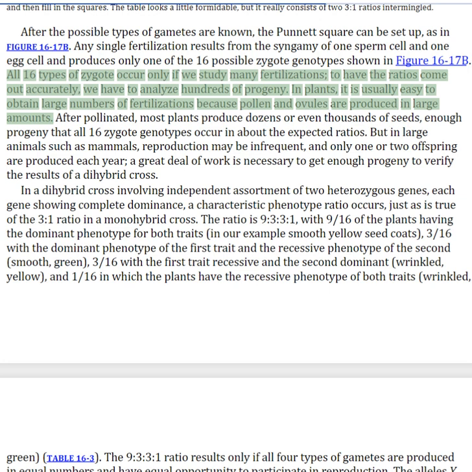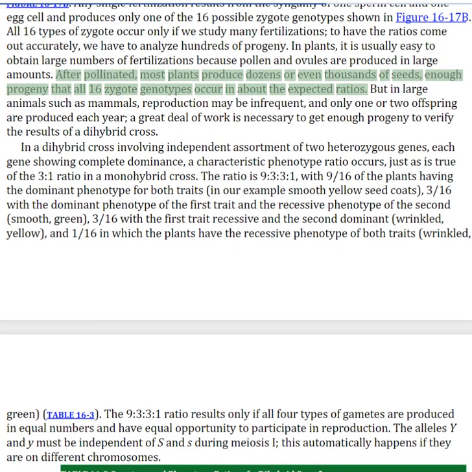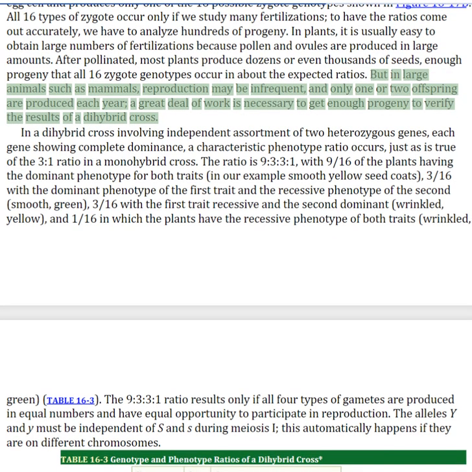In plants, it is usually easy to obtain large numbers of fertilizations because pollen and ovules are produced in large amounts. After pollinated, most plants produce dozens or even thousands of seeds, enough progeny that all 16 zygote genotypes occur in about the expected ratios. But in large animals such as mammals, reproduction may be infrequent, and only 1 or 2 offspring are produced each year. A great deal of work is necessary to get enough progeny to verify the results of a dihybrid cross.